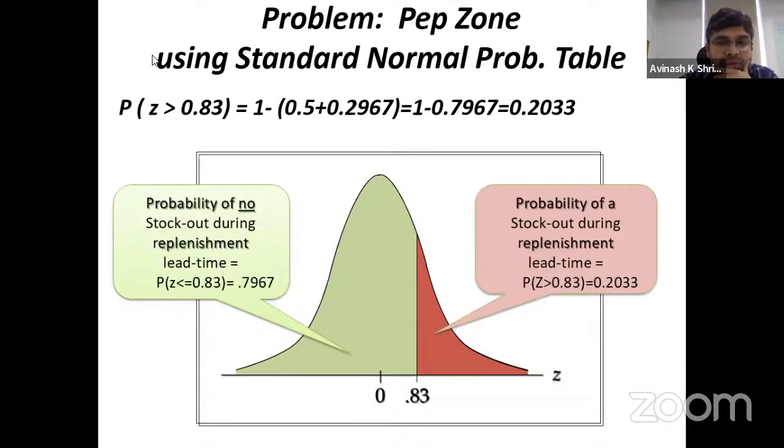Okay, so Sunil has a question: probability of z more than. So Sunil, is this your question, or are you trying to explain something to me? Because you have written probability of z more than 0.83 is 1 minus this.